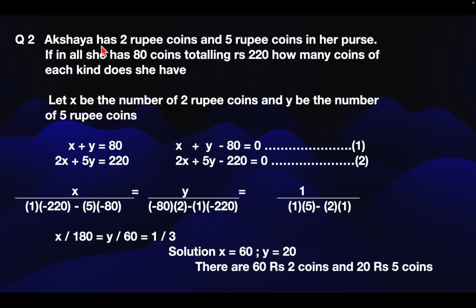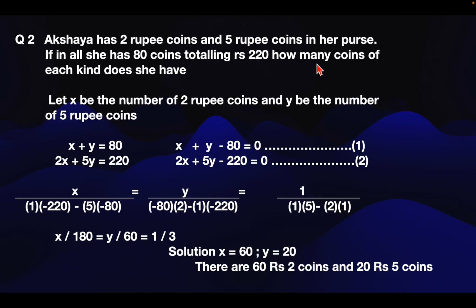Question 2. Akshaya has 2 rupee coins and 5 rupee coins in her purse. If in all she has 80 coins totaling rupees 220, how many coins of each kind does she have? Whenever problem sums are there for linear equations, you should see what they are asking. Here, how many coins of each kind she has.